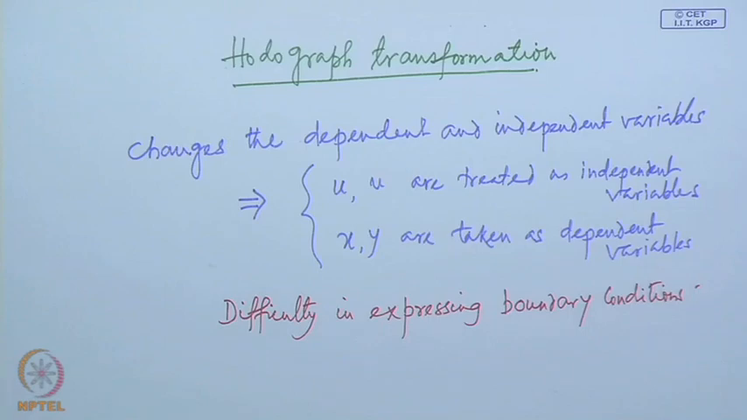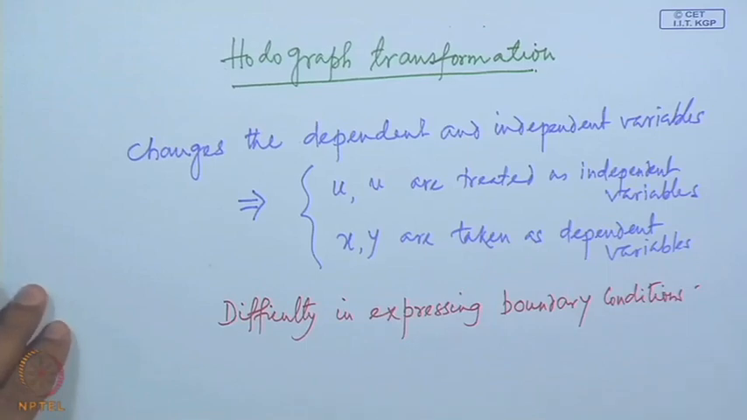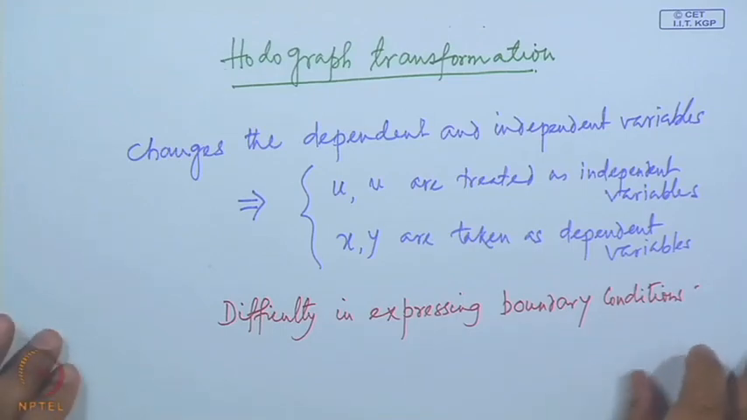That is, in the hodograph plane, it is usually not possible to express the boundary conditions except for some special cases, and a wedge with an afterbody is such a special case in which the boundary condition can perhaps easily be expressed in the hodograph plane.